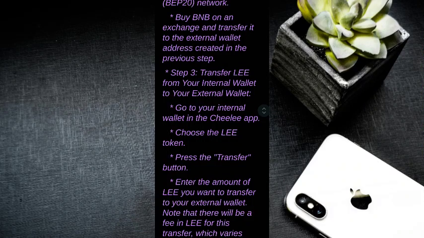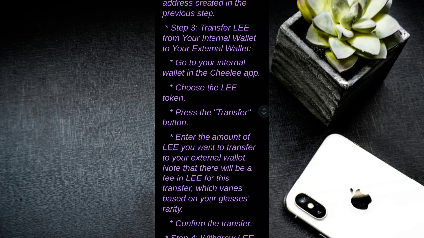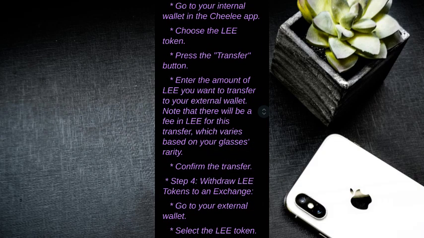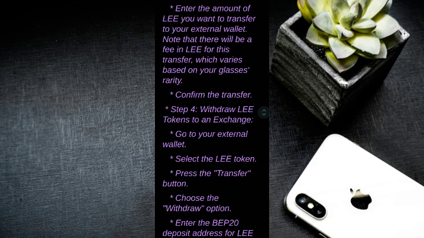So now the next thing you're going to do after you've created the wallet is to transfer Lee from your internal wallet to your external wallet. Go to your internal wallet in the Chelee app, choose the Lee token, press the transfer button, enter the amount of Lee you want to transfer to your external wallet. Know that there will be a fee in Lee for this transfer, which varies based on your glasses' rarity. Confirm your transfer.